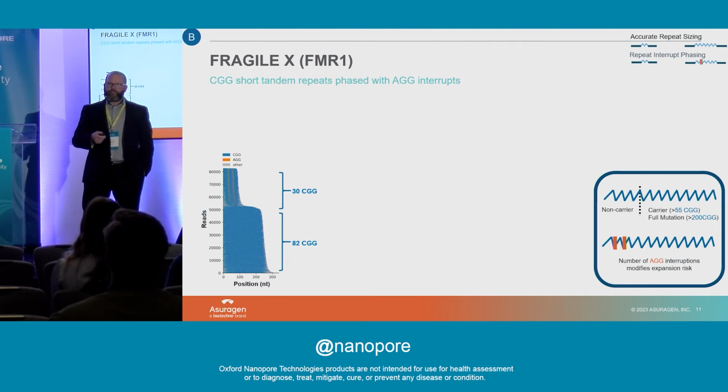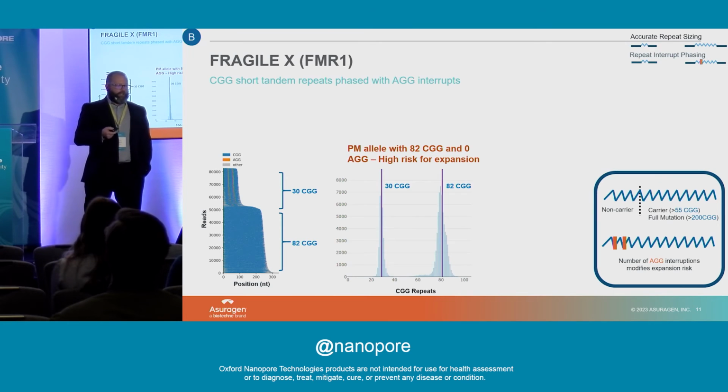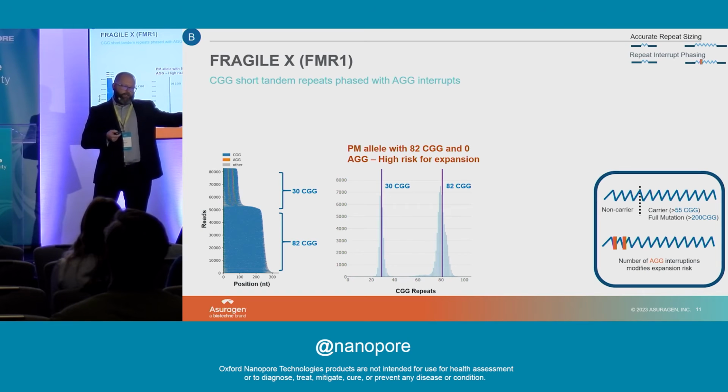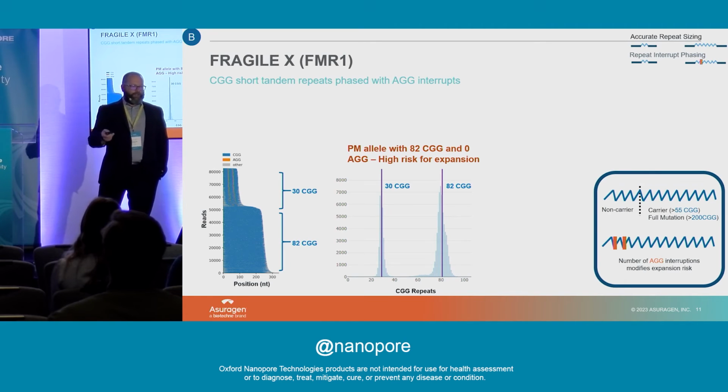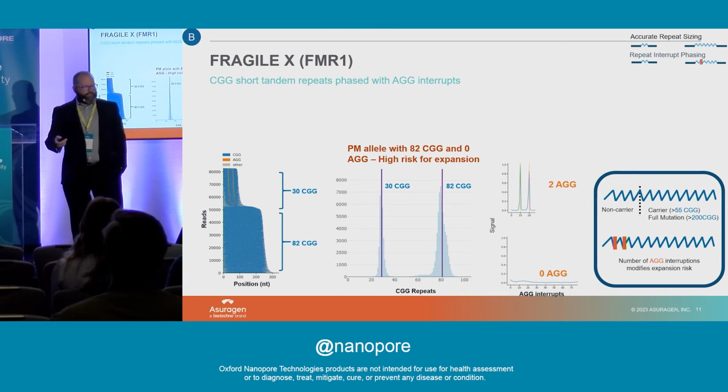And so here's a sample that's a 30/82, so it would be a carrier mutation, and we align these sequences and then stack rank them so that we get a number of counts for the 30 CGG and a number of counts for the 82 CGG. You can convert that image, just turn it, and you get a histogram of the sizes of 30 and 82, and then we can phase on top of that the AGGs. We can see that there are 2 AGGs on the smaller 30 CGG fragment, and there are 0 AGGs on the larger 82 fragment, and that increases the risk for expansion.